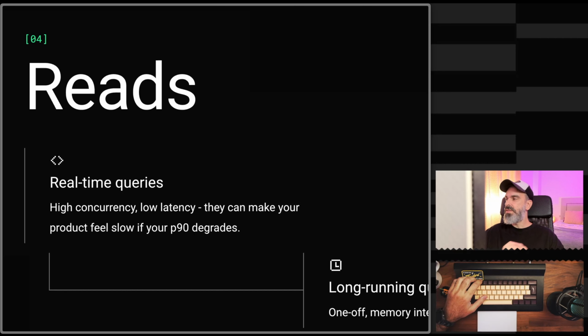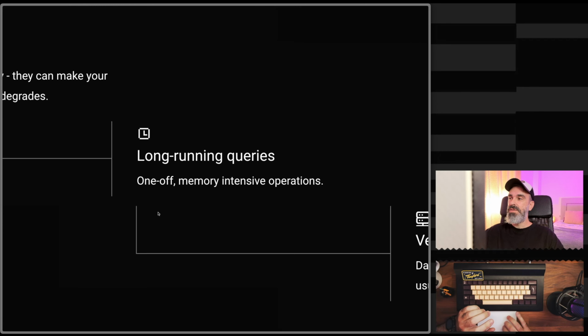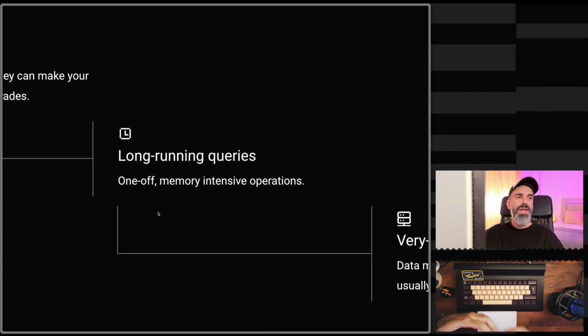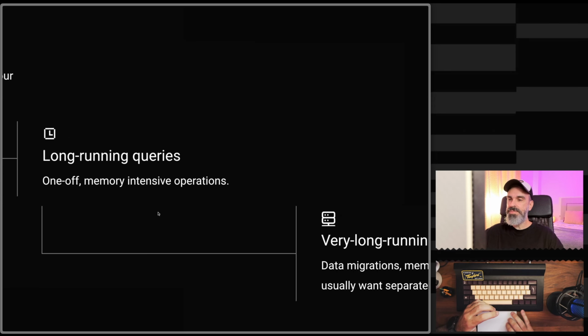Okay, reads, there are at least 3 scenarios you're gonna face. There are real-time queries. A lot of them happen at the same time, and you want them to be fast. Then you have long-running queries. These are the kind of queries that can take several seconds or minutes.